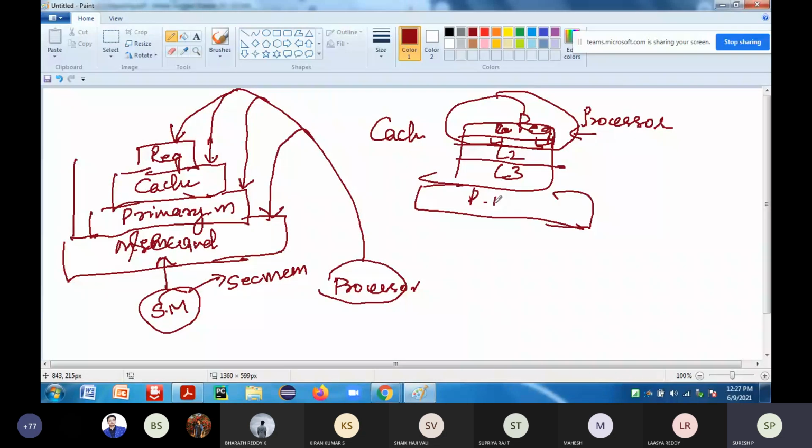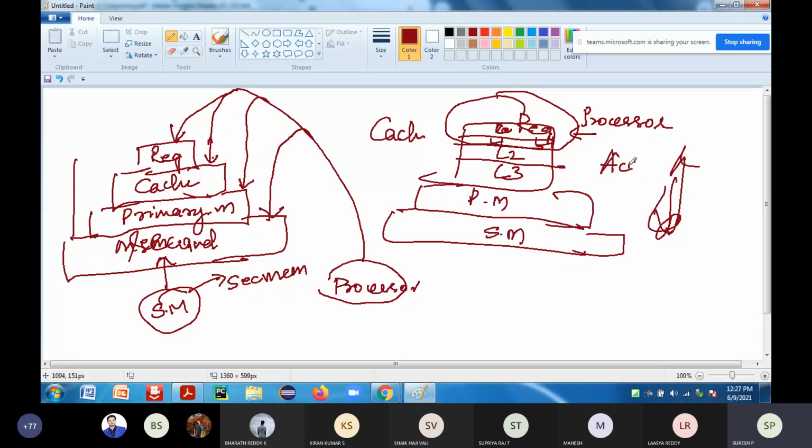If we go with the access time, the access time will be in the upward direction. That means first the processor is going to look for the data in the register. Next, if the data is not there in the register, it is going to look into the memory location specified by the cache. If the data is not there in the L1 cache, it will look into the L2 cache. If not in L2, it will look into L3. If not in L3, it is going to look into the primary memory. If not in the primary memory, it is going to look into the secondary memory. That's how the hierarchy goes.